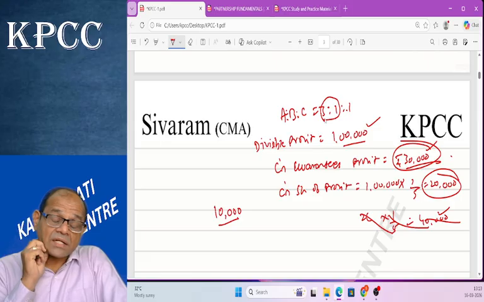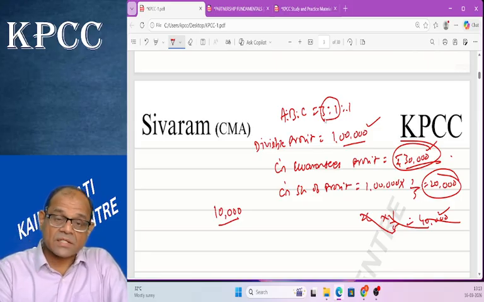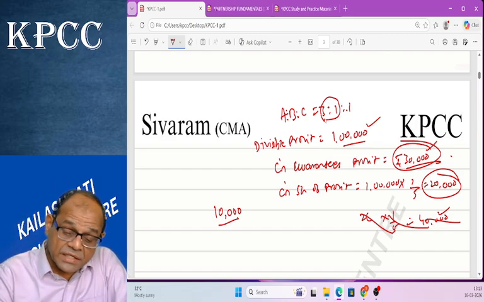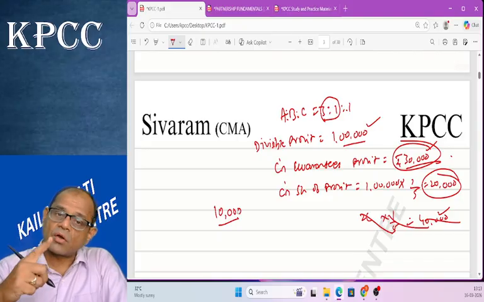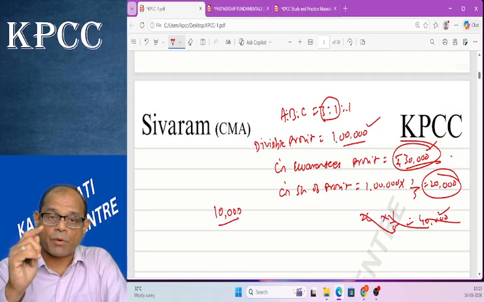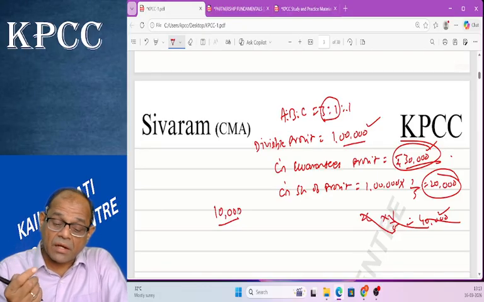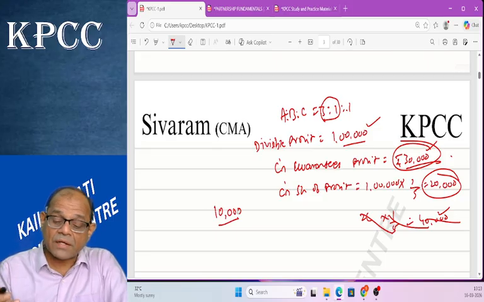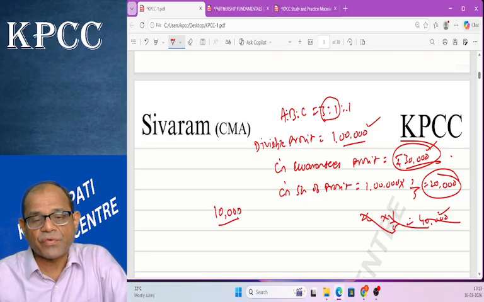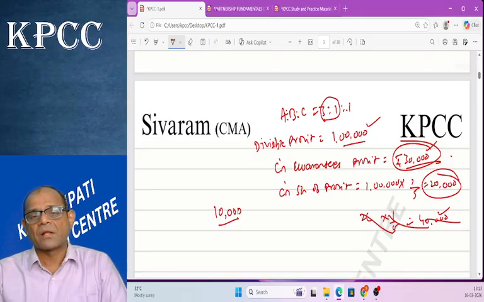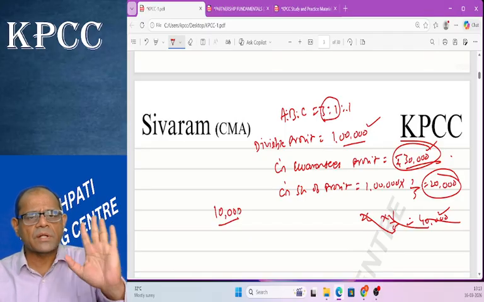Suppose it says that A is bearing, then you subtract this amount from A's share. Suppose B says that I will bear it, now you subtract that amount from his share of profit. Now sometimes the question will tell that A and B decided to bear the deficiency in another ratio which is different from the profit sharing ratio, 1:1. Some other ratio they will bear.